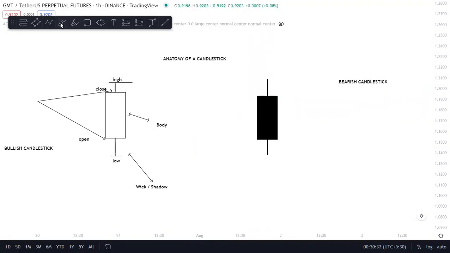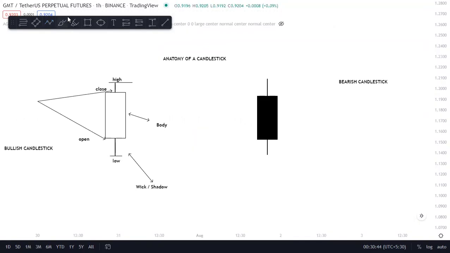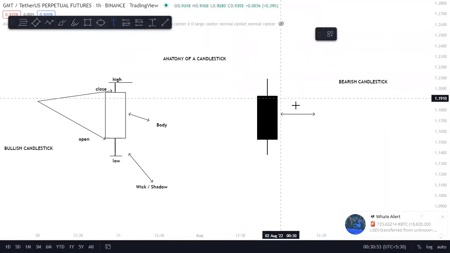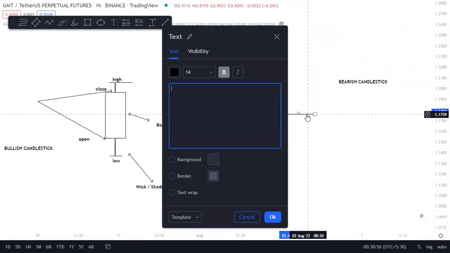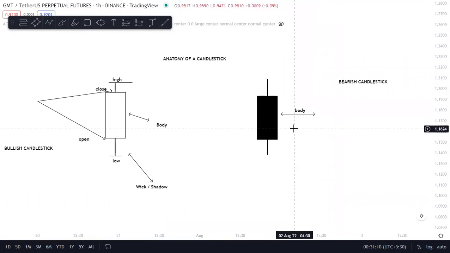Now in this bearish candlestick, this is the body, right? This is the body like we have here, same thing. This is the body of the candlestick, the body, right? That is the body of the candlestick, and this is the wick or shadow.